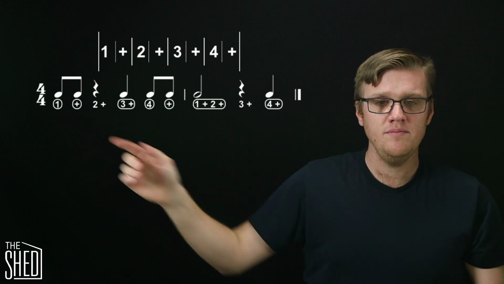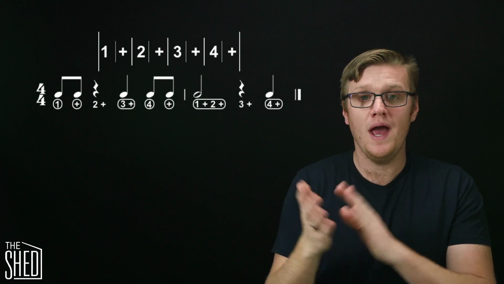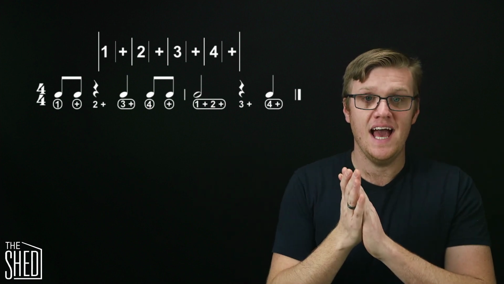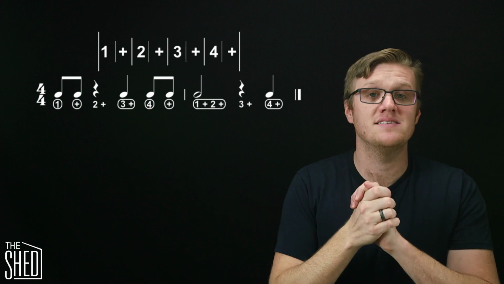So on beat 1, it's an attack. On the and of 1, it's an attack. On beat 2 and the and of 2, it is a release. On beat 3, it's an attack. On the and of 3, since it's inside this circle, it is a sustain, so your hands stay together.